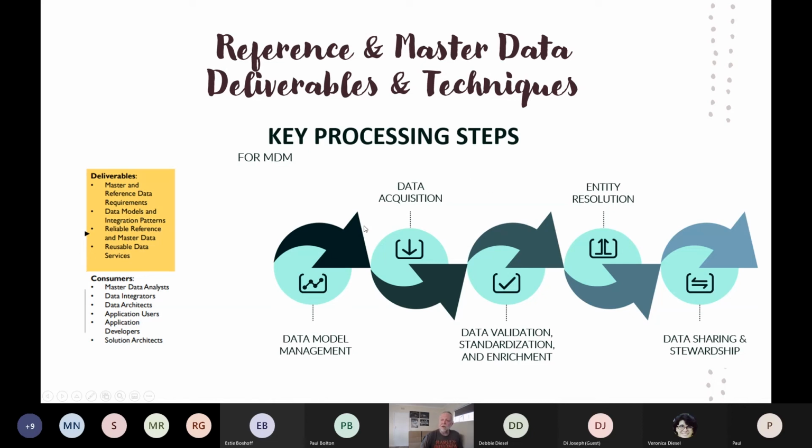So you remember I said, there were all my deliverables. Data acquisition is what I refer to as once I've established a system of record, I then get my data. I get the data from my system of record, and then we go through the validation and resolution.